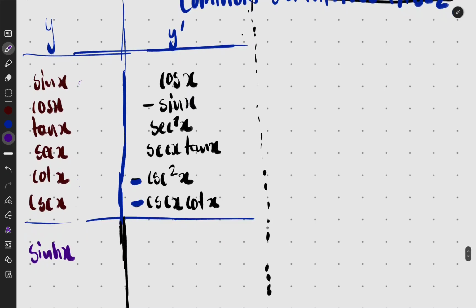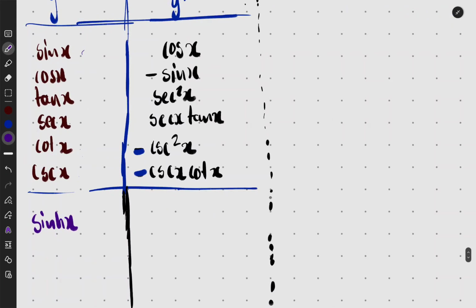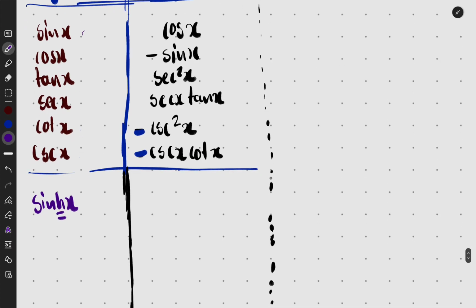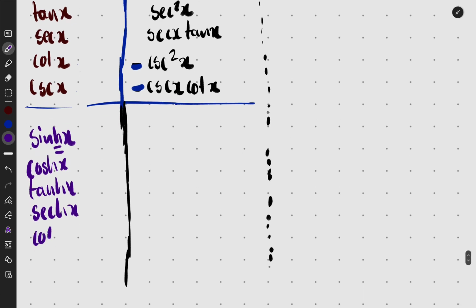So remember, we are now at the second part. This is you writing. You're going to copy everything here, but you'll be now putting hyperbolic, this h for hyperbolic, okay? For cos, it's going to be cos hyperbolic x. For tan, it's going to be tan hyperbolic x. For sec, it's going to be sec hyperbolic x. For cot, it's going to be cot hyperbolic x. For cosec, it's going to be cosec hyperbolic of x.